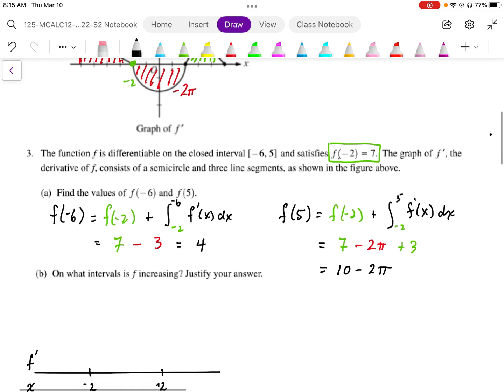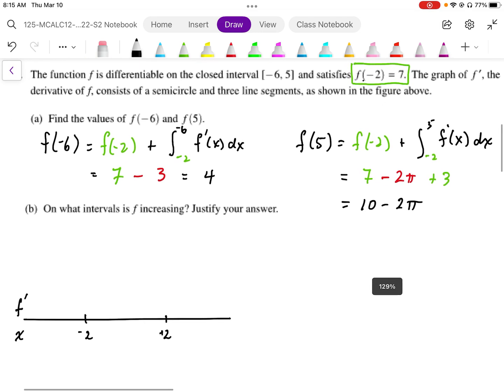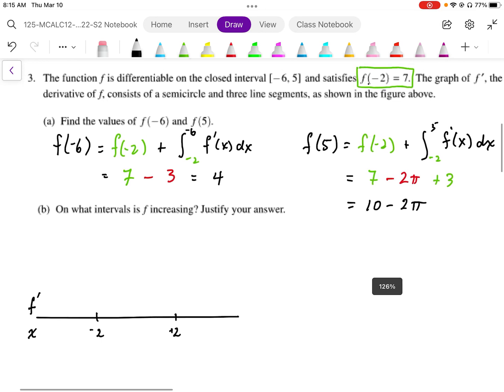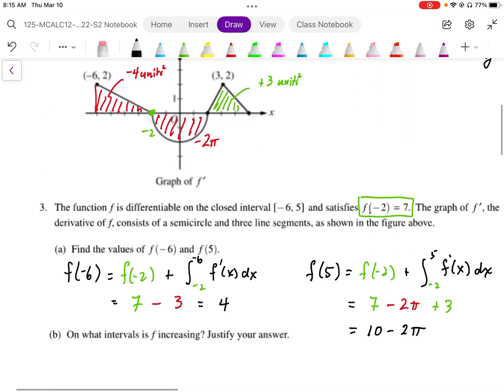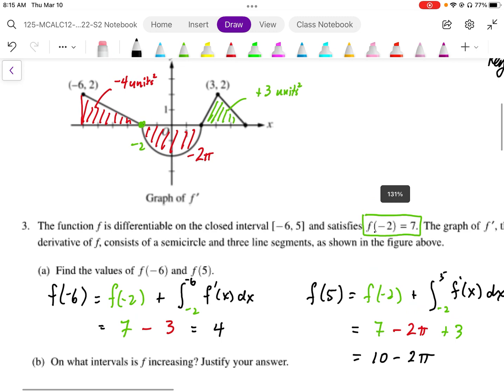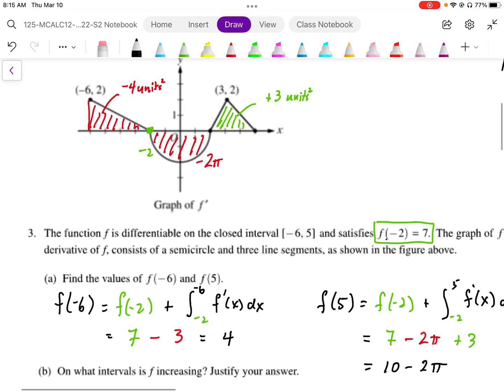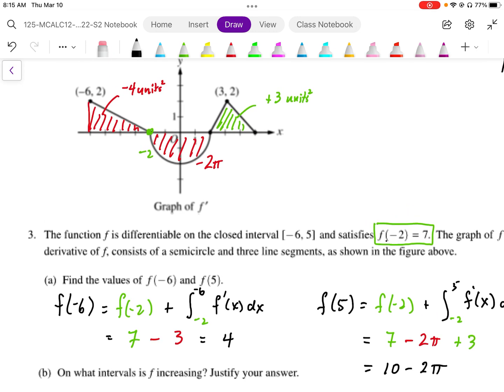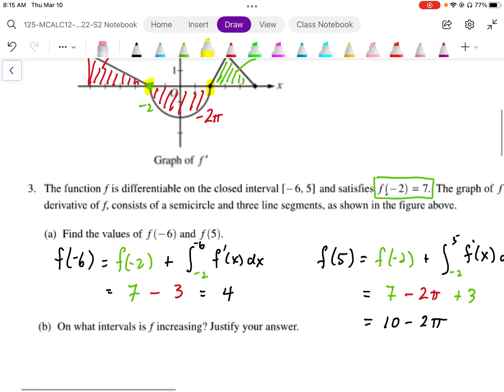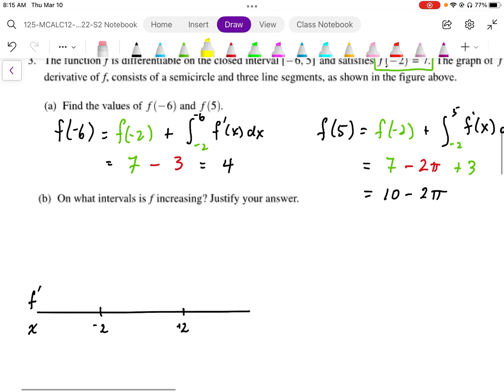Taking a look at part B, it says on which intervals is f increasing, and justify your answer. When we take a look at the graph, since this is an f prime graph, increasing means a positive f prime. So we just want to know where the graph is above and below the x-axis. So we want to make sure we make note of the zeros here, because those are going to be the boundaries between positive and negative. So I've marked out the zeros here on our slope chart. There's our zero slope.